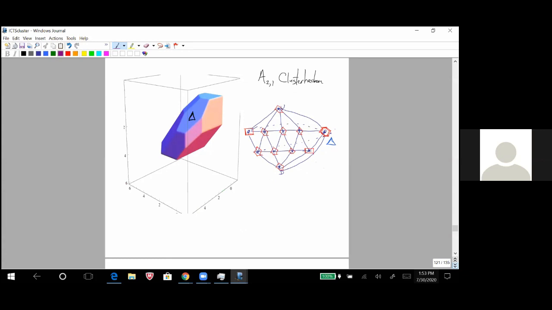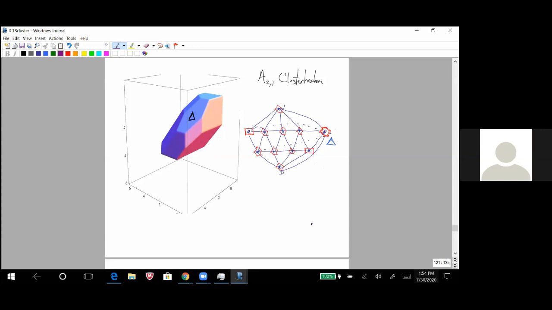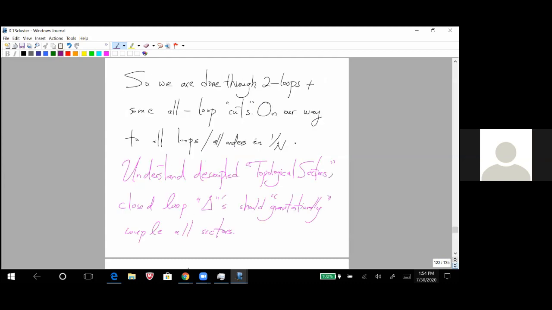Okay, so here's a picture of the clusterhedron for A_2,1, for that 2-dimensional example that we talked about. You see there's this delta facet, and let me not go through this in detail. Just you see that there's a concrete 3-dimensional polytope associated with this example. All right, so we're done through 2 loops, some all-loop cuts.